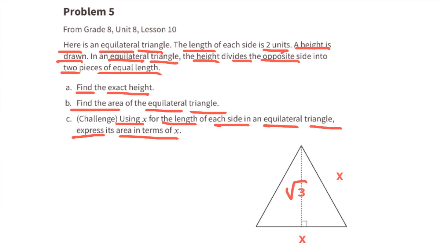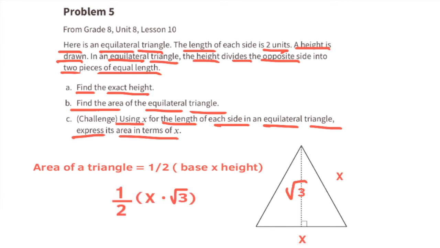C. Challenge. Using x for the length of each side in an equilateral triangle, express its area in terms of x. The area of a triangle is half of its base times its height. The base would be x, and the height would be the square root of 3. So half of x times the square root of 3 units squared.